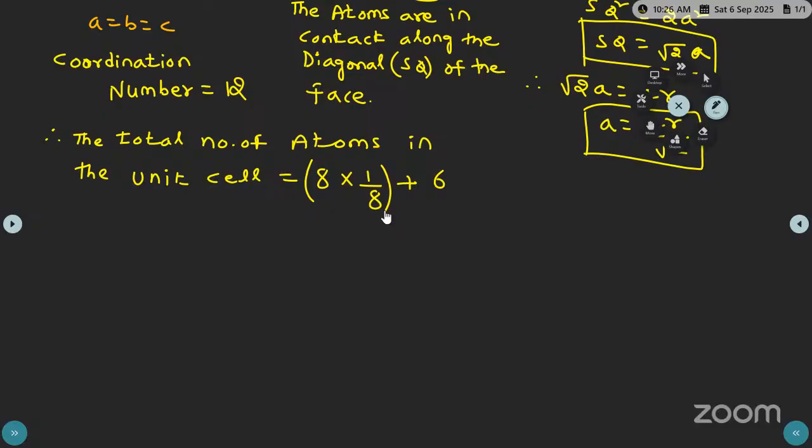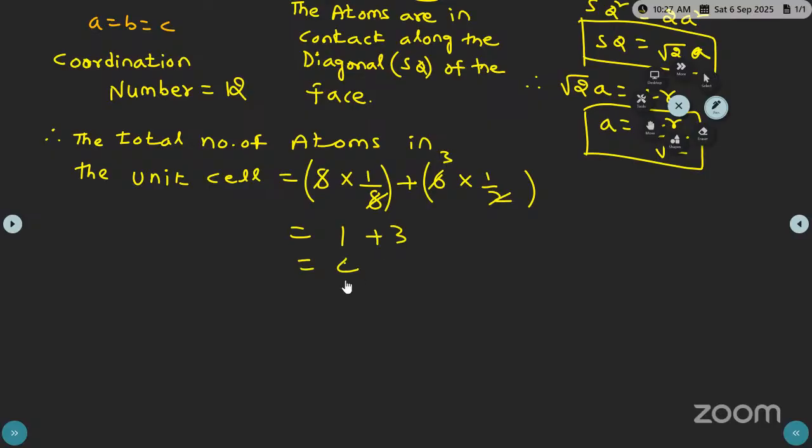Half part. Face centered atom మొత్తం వస్తుందా? రాదు కదా. As each face is common to 2 unit cells, each face centered atom is contributing half part. Each face centered atom is contributing how much part? Half part. So 6 faces and 6 halves. 6 into half, that is how much? 3. 8 into 1/8, how much? 1. So 1 plus 3.